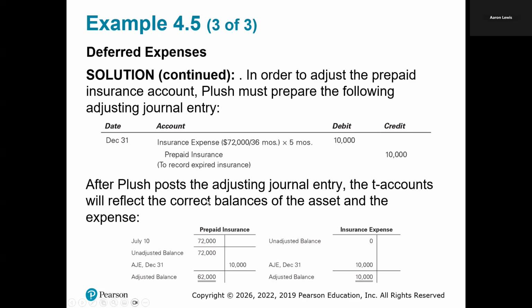And then we would transfer it over to our T accounts or our ledger or wherever to figure out what our current balance of those accounts is. We had $72,000 of prepaid insurance, 10,000 expired, and we now have $62,000 of prepaid insurance left.